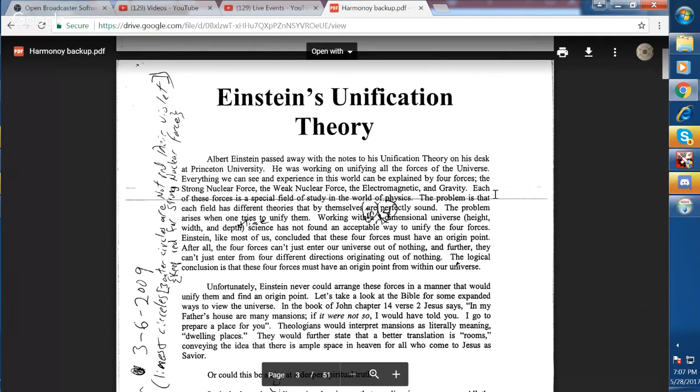I know some people are going to disagree with gravity, but this is a mainstream physics paper where we can appeal to the party line. In reality, there really isn't gravity, but that's another story. So anyway, each of these four forces is a special field of study in the world of physics. The problem is that each field has a different theory that by themselves are perfectly sound. The problem arises when one tries to unify them.